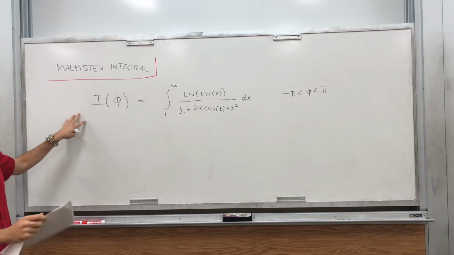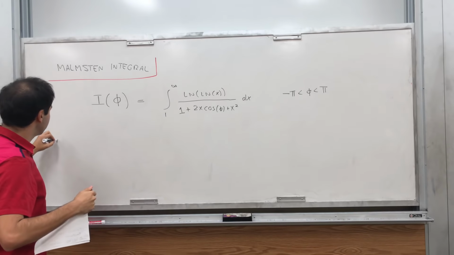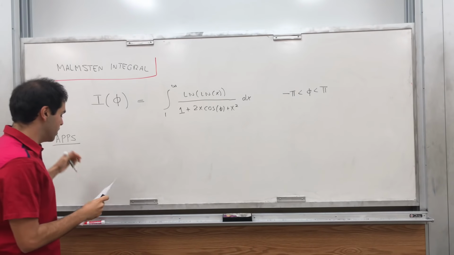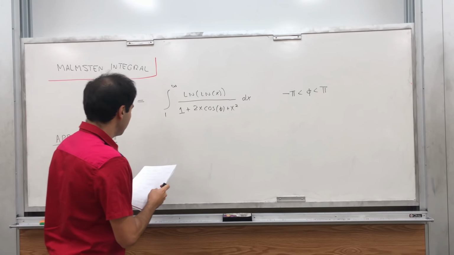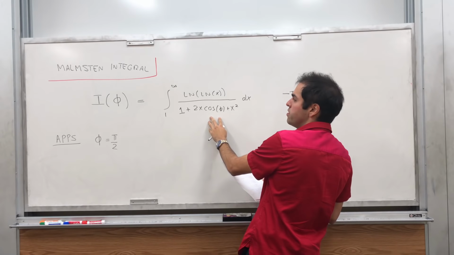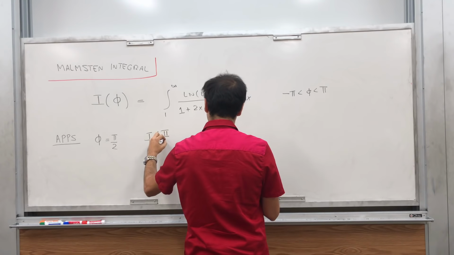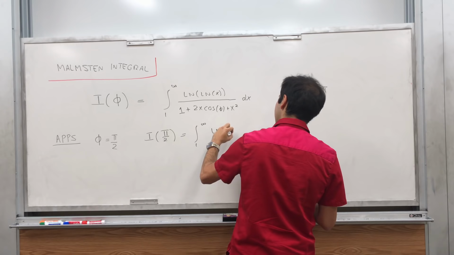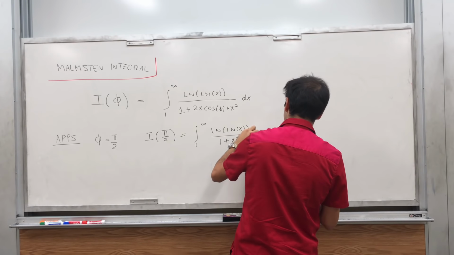But just a couple of applications of this. So I really want to show this is super powerful because it turns out one of those integrals I've evaluated in another video, because if you let phi be pi over 2, then there's no more cosine term. Cosine of pi over 2 is 0. So the integral, in this case, pi over 2, is the integral from 1 to infinity of ln of x over 1 plus x squared dx.